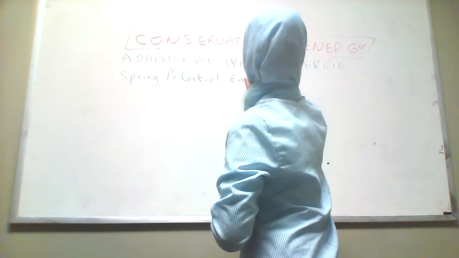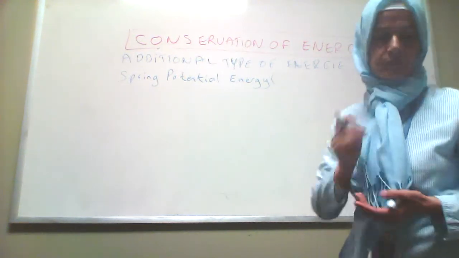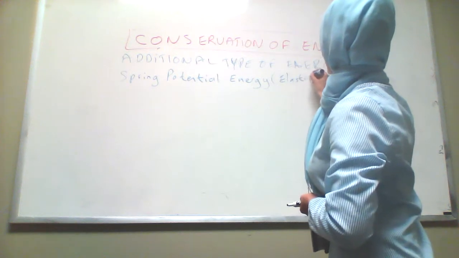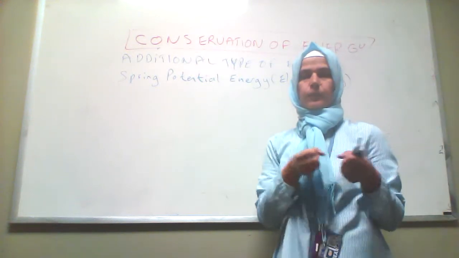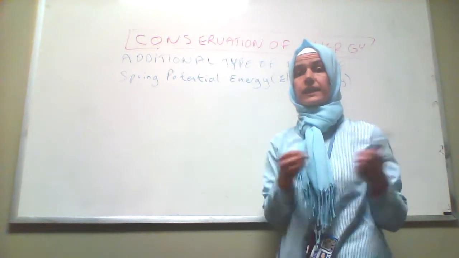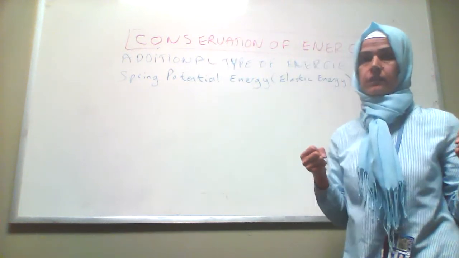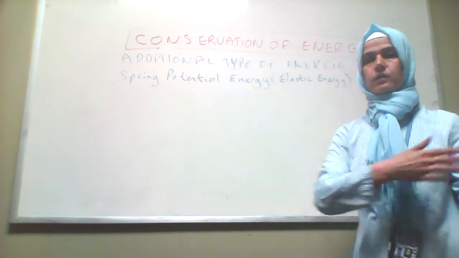We have spring potential energy, which is also called elastic energy. We know from general life if we pull a spring and leave it, it will be oscillating because we give it some energy and leave it. This is the spring potential energy we give it. And the more we pull it, the larger the energy will be, and the oscillation will be larger as well.